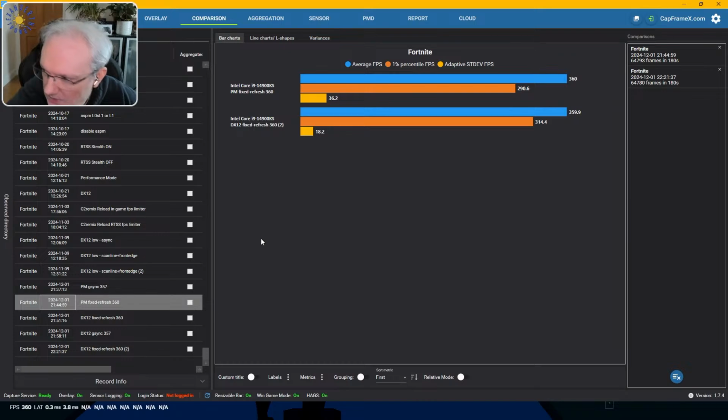All right, anyway, what were we just doing? What was I checking? All right. Yeah, so you can see that the lower number for standard deviation is, the less it moves around. But look at the lows. It's much better in DX12 than it is for performance mode. But performance mode is a millisecond lower latency, as we've just shown.